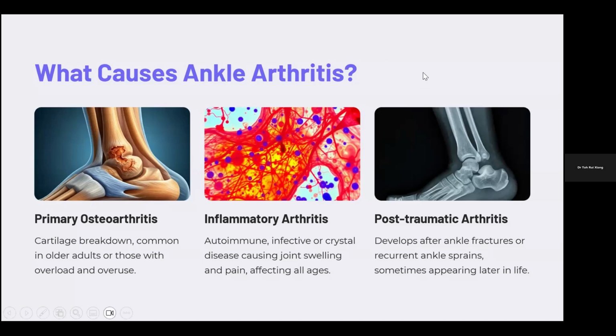So very often we see this group of patients, this kind of symptoms amongst our athletes or our military personnel who undergo a lot of severe physical activity. So they may present with early arthritis of the joints as well.